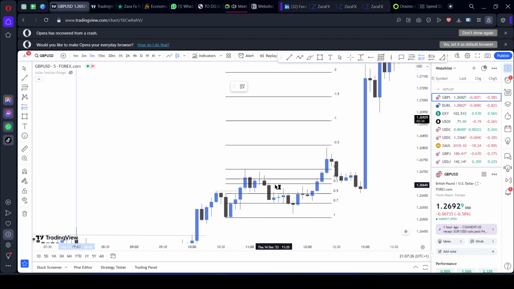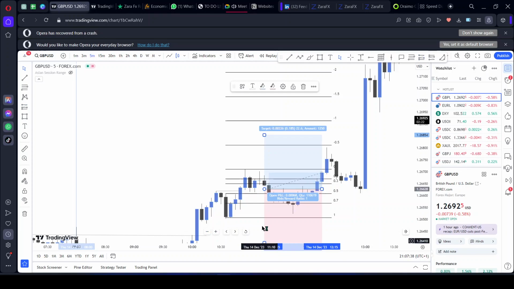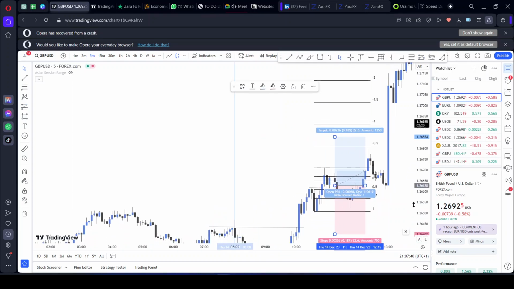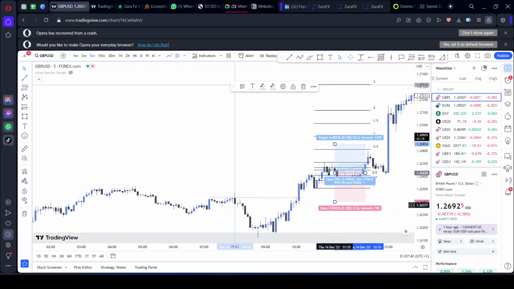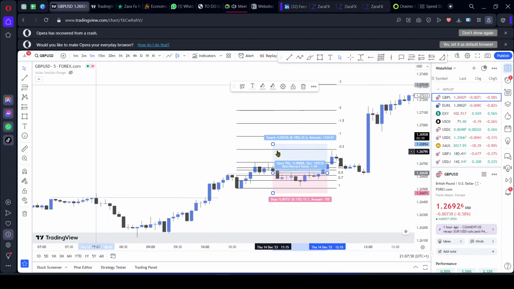Since this break is short, I don't necessarily need to place it at 0.3. I can put it at this previous mitigation block, this 5 minutes mitigation block, just above the mitigation block. Do you get it? I'm doing this because this break of structure, everything is just small, the range is small. But when the range is wide like this, I would like to do 0.3.